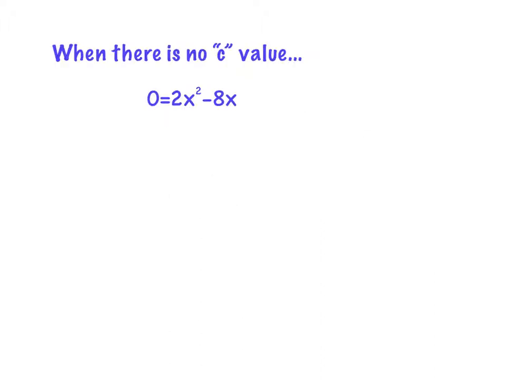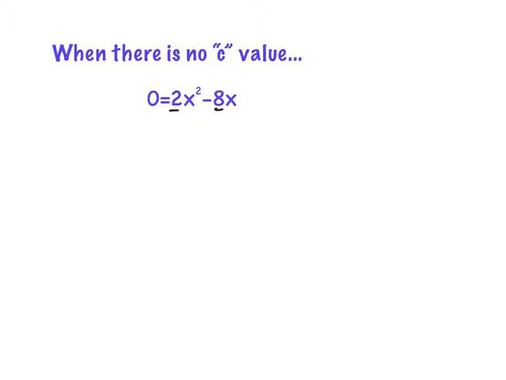Another option is when there is no C value. In that case, we can factor a greatest common factor out. Or you can treat this like it would be plus 0 for your C value and do everything the same way with either the box and diamond or with the quadratic formula, which I'm going to do in a minute. But there is a quicker way. If both of these have x's, then that means you can factor out a greatest common factor of an x.